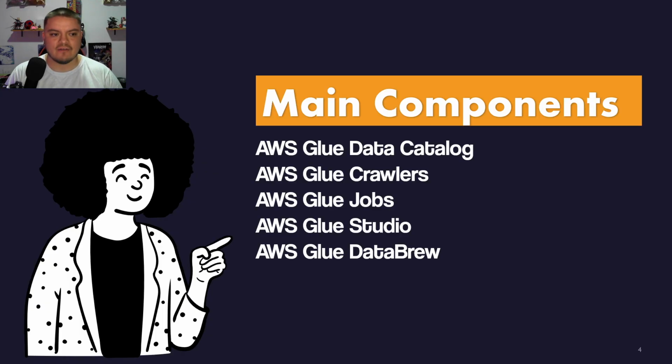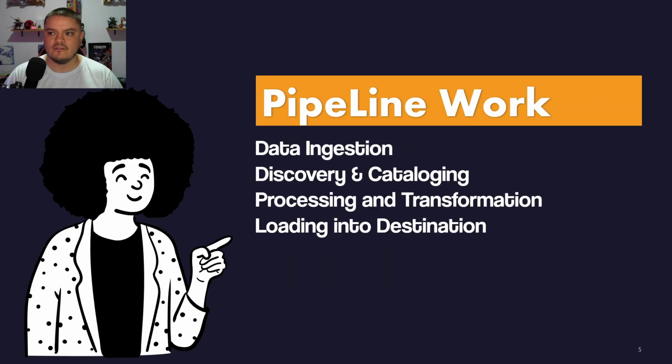And finally, we have AWS Glue DataBrew. This is a no-code tool for data cleaning and preparation with over 250 built-in transformations. Perfect for data analysts who need to prepare data without coding. Third, how AWS Glue works with the data pipeline. Let's see how this fits into a typical data pipeline.